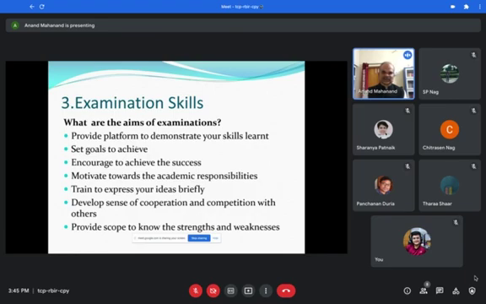And provide scope to know the strengths and weaknesses. So, what are your strengths and what are your weaknesses? In what aspects of learning, what aspects of education you are good. For example, you are good in writing, but you are not very good in speaking. So you will know. And how to develop that, how to improve your speaking, you will do that by appearing in exams, because it is giving you opportunities to present yourself.